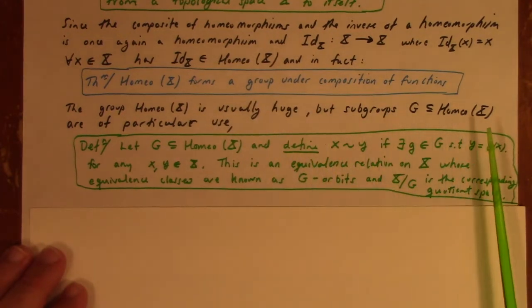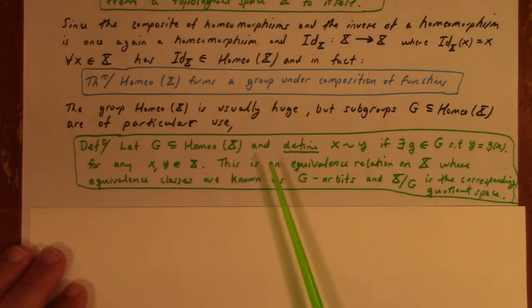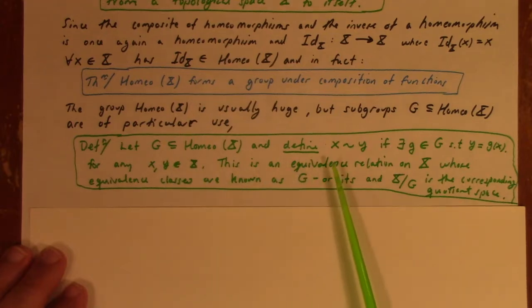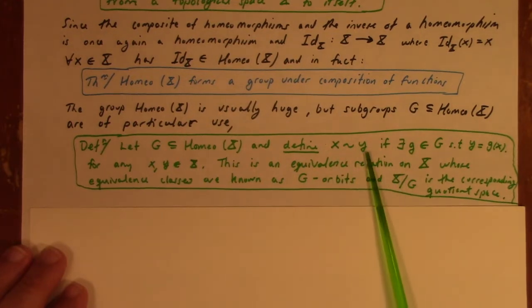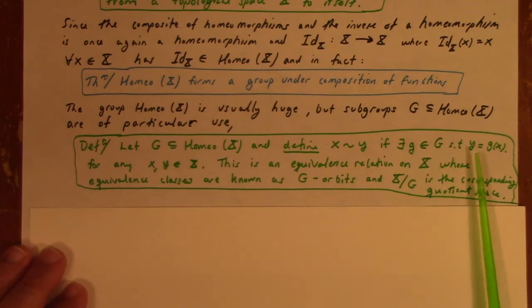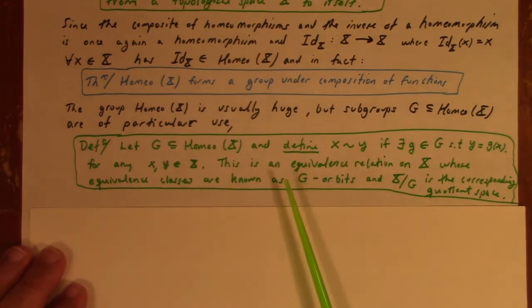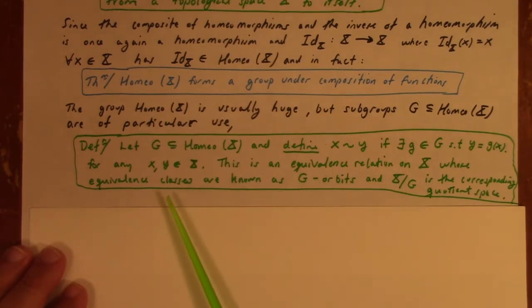Let's see here. Given a subgroup G of homeomorphisms, you can define an equivalence on the space to be whether or not the 2 points are connected by the action of some homeomorphism in the subgroup. And so this forms an equivalence relation, and the equivalence classes are known as G-orbits. And the set of equivalence classes is X mod G, like that. And so this X mod G is basically a set of equivalence classes for this equivalence relation.